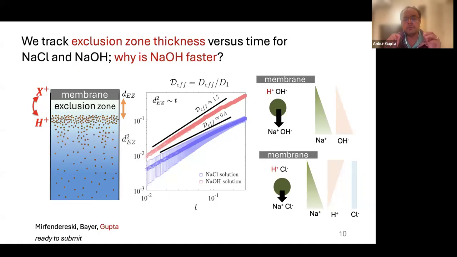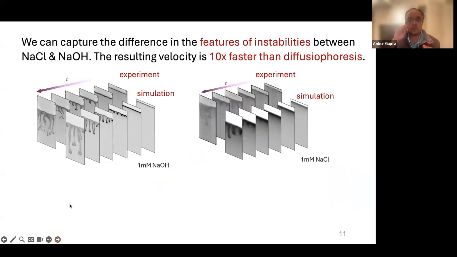Now there's a subtle effect of pH dependent zeta potential, which can change the charge on the particle, but that's not the major factor. The majority of the velocity increase comes because of these competing gradients and supporting gradients. So again, you can use this to create different kinds of exclusion zone speeds. This happens, and then more importantly, you can also see different structures of instabilities.